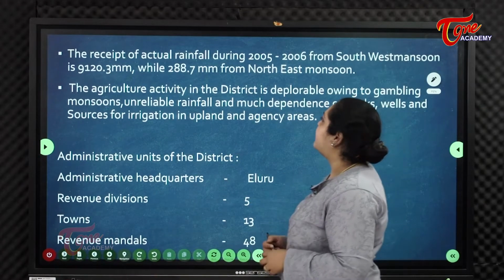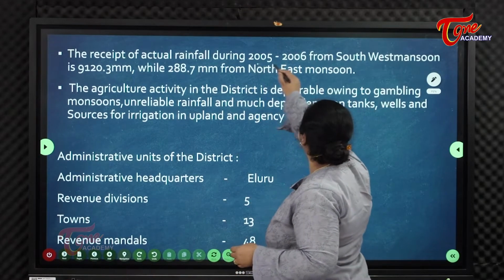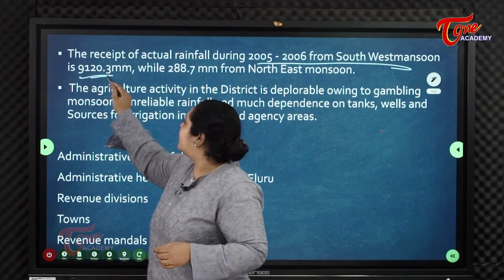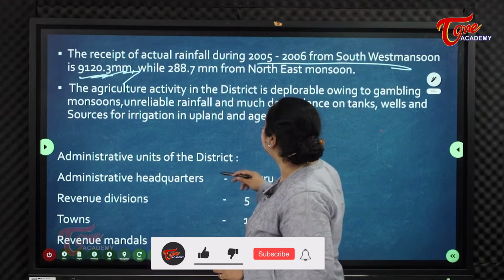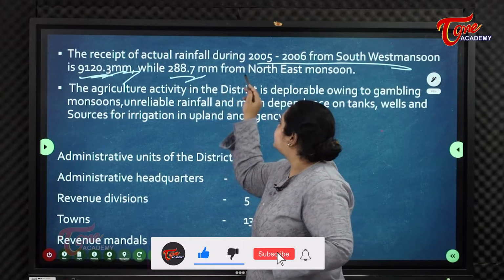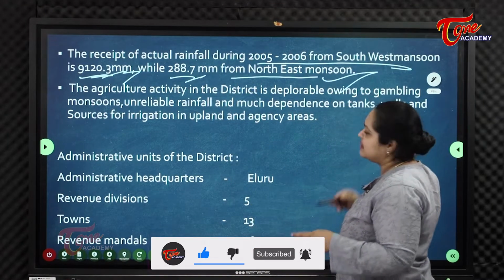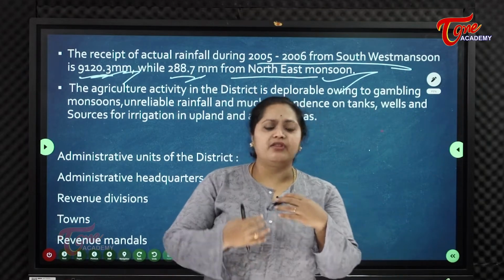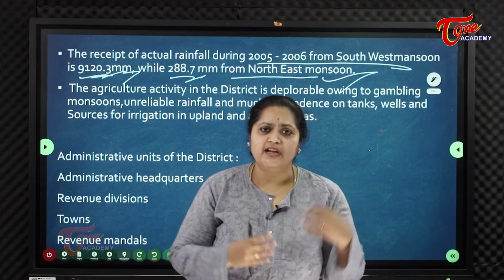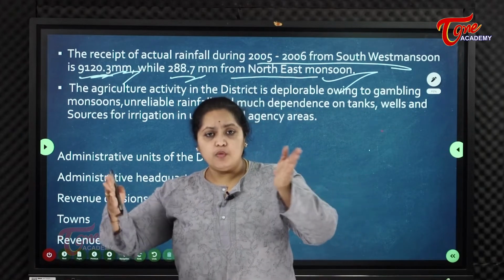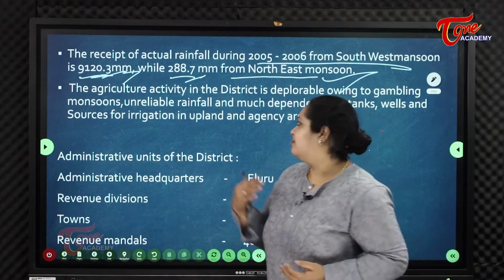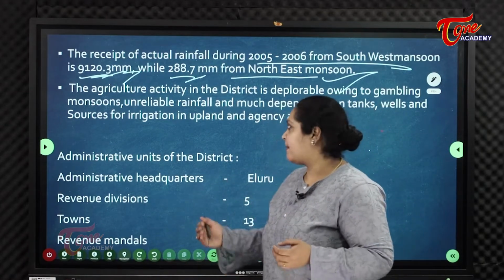The actual rainfall received during 2005-06 from the southwest monsoon is 9120.3 mm, while it is 288.7 mm from the northeast monsoon. So the district does receive rainfall from the northeast monsoon, but not in a very good percentage or very good numbers.